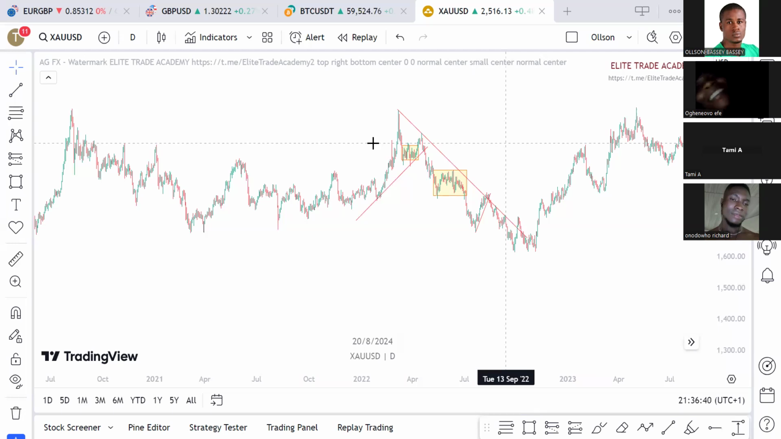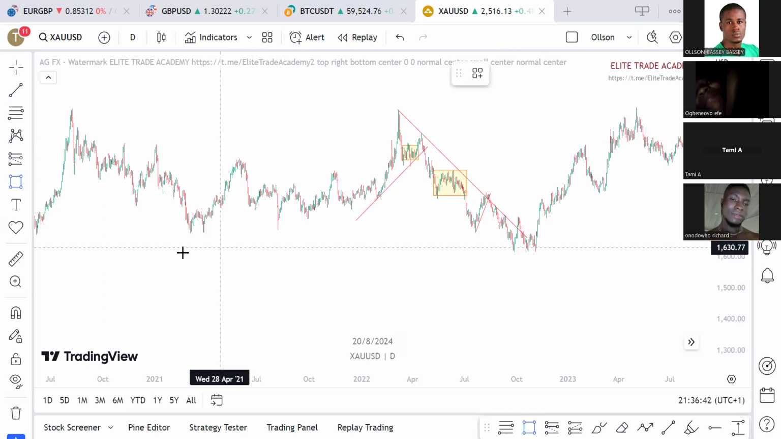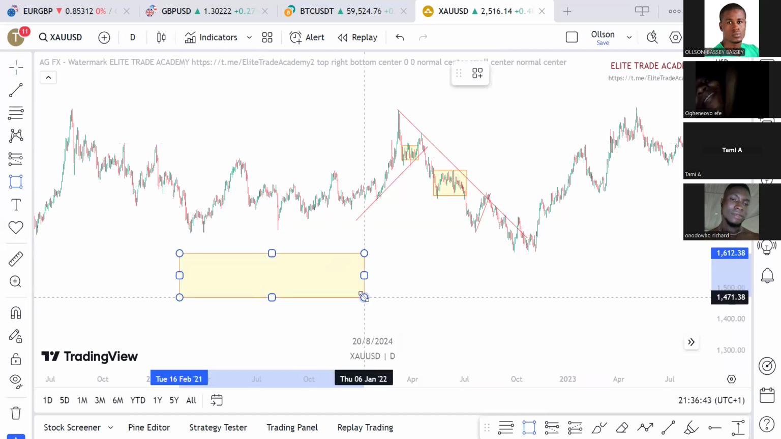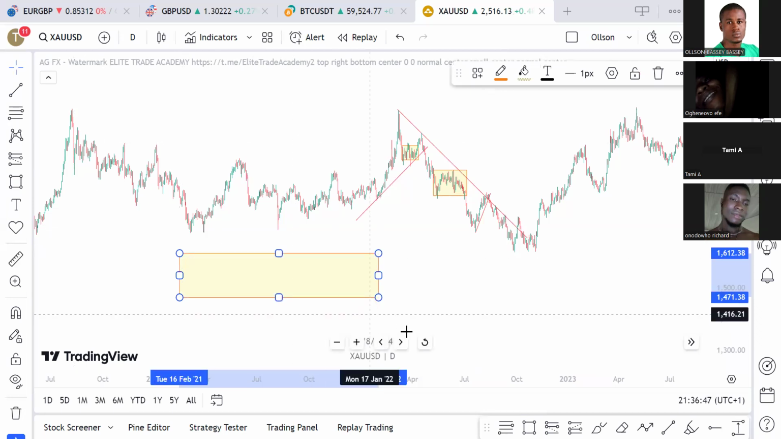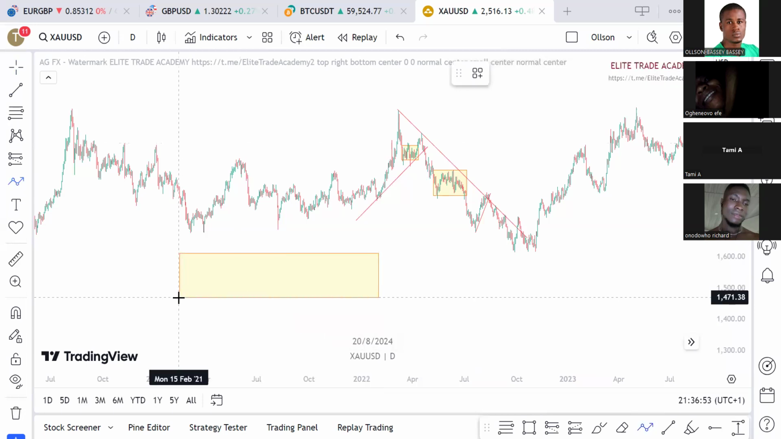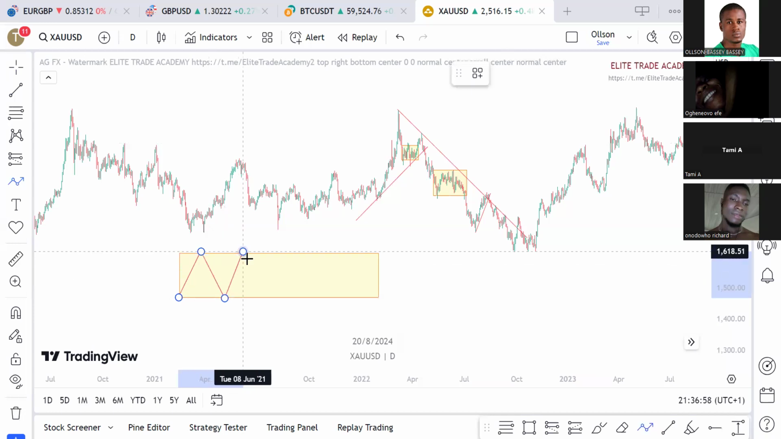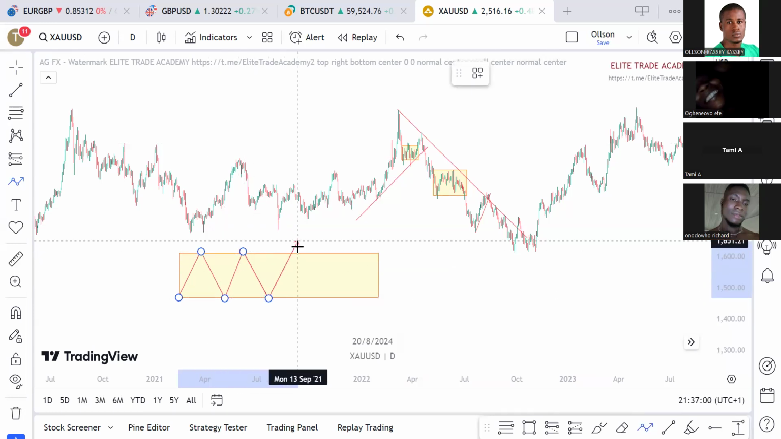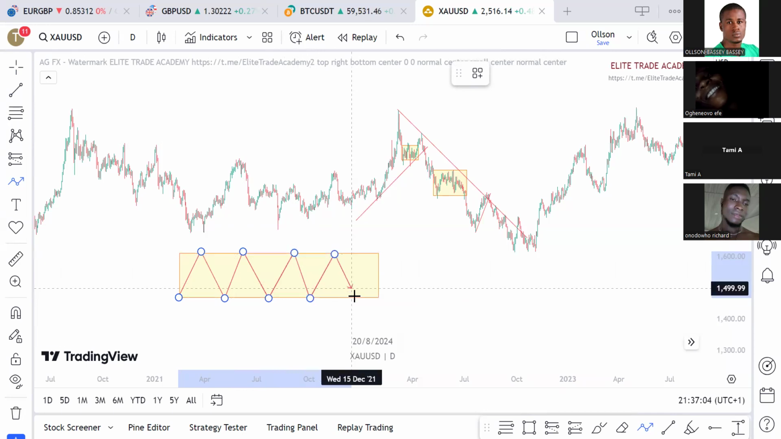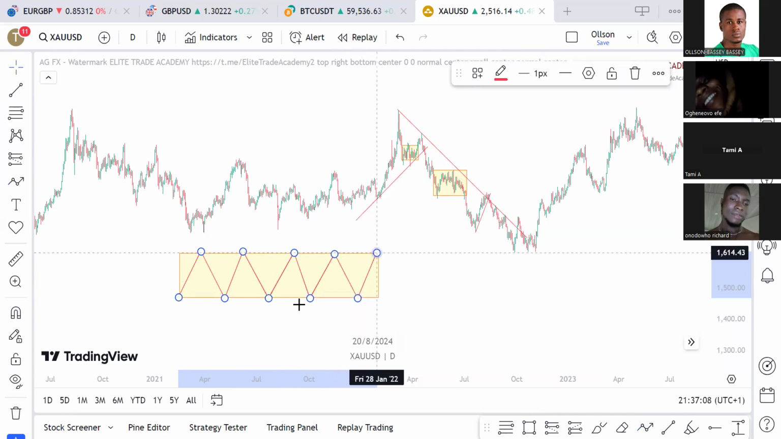This is the reason. What you do is draw your channel with support and resistance, up and down. Wait for it to break to either side of the channel and retest before you know what to do. Okay. Let me point out something. This is a consolidating channel. This is a consolidating market.